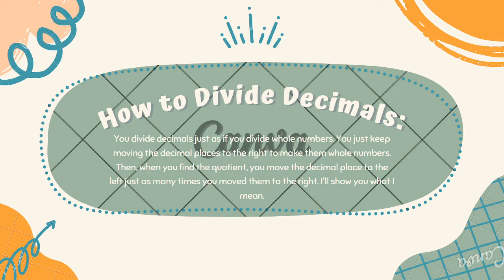So this is how to divide decimals. You just divide decimals as if you would divide whole numbers, which is just normal division, and you just keep moving the decimal places to the right to make them whole numbers. And then, when you find the quotient, you move the decimal place to the left just as many times as you moved it to the right. I'll show you what I mean.